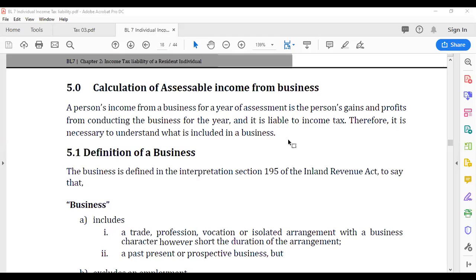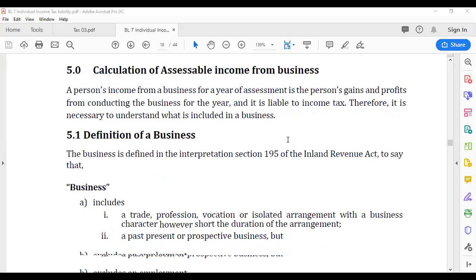5.0 Calculation of assessable income from business. As we discussed earlier, there are four main sources of income. The first source is income from employment, simply called employment income. The second source of income is business income. For the purpose of making profit, people are doing some sort of business. So that's called business income.